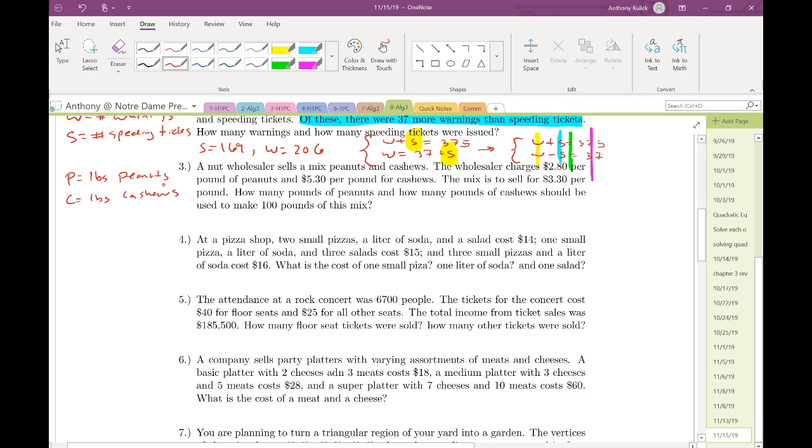Everybody good with that? Okay. So 2 variables, I should have 2 equations here. What's one of the equations that I can write? Not P plus C equals 330, because P is pounds and C is pounds. If I add pounds and pounds together, I shouldn't be getting dollars, right? Which is what the 330 is.